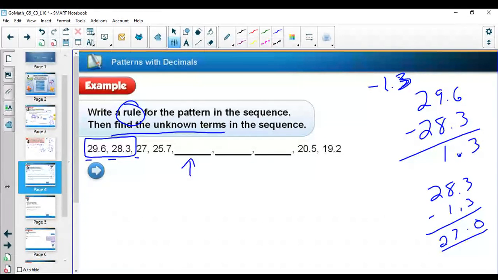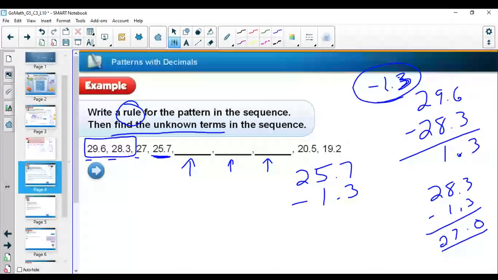Now to fill in each of my missing terms of my problem here, I'm just going to keep working through this, right? I'm going to take this term that's right before my first missing term, so that's 25 and 7/10. I'm going to subtract 1 and 3/10 because that's what I determined my rule was. 7 minus 3 is 4, decimal. 5 minus 1 is also 4, and then 2 minus nothing is 2. So this term is 24 and 4/10.